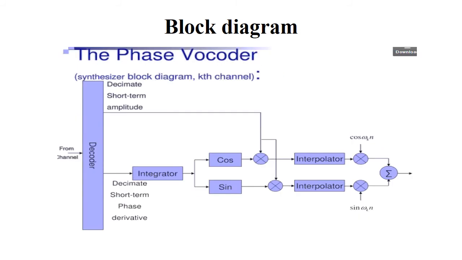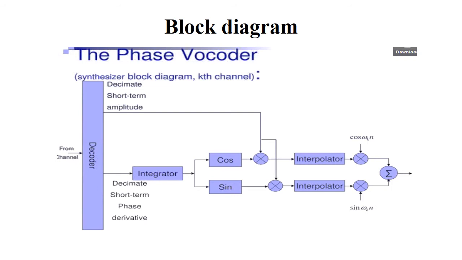The next one is the phase vocoder synthesizer block diagram. Here we have used the kth channel. From the channel we are using the decoded signal. After that, the decoded signal will pass to the integrator. This will decimate the short-term phase derivative signals, and the derivative signal as well as the amplitude signals are passed into the multiplexer.